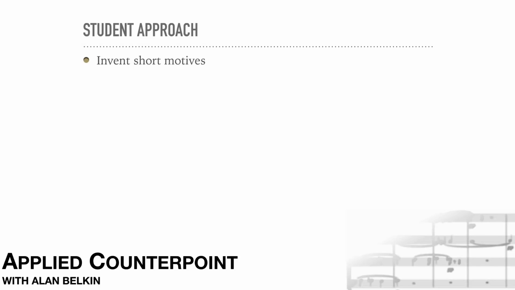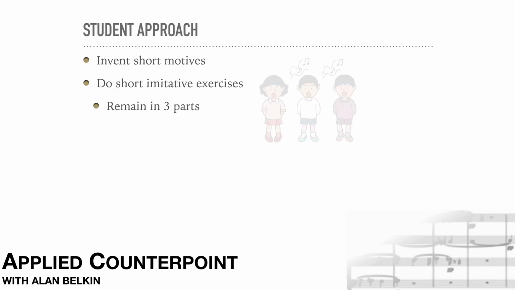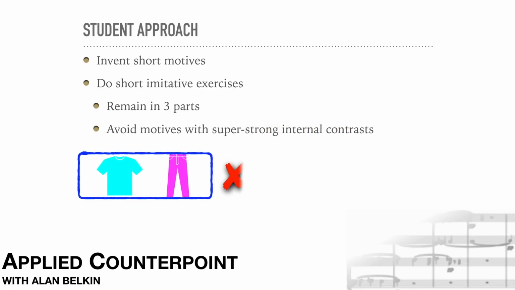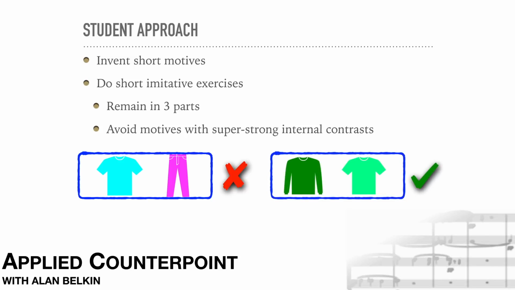The student should invent several motives and do short, imitative examples like the one above, for now only in three parts. It's important to avoid motives with super strong contrasts, for example, containing very short and very long notes, since they can be hard to manage in such a short piece.